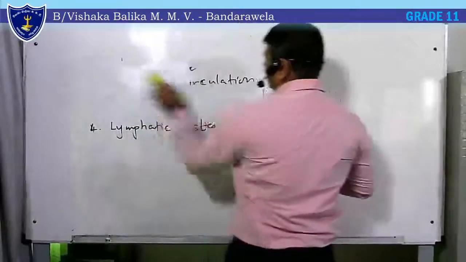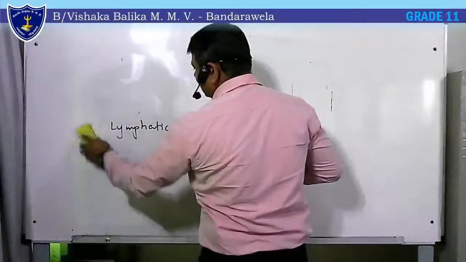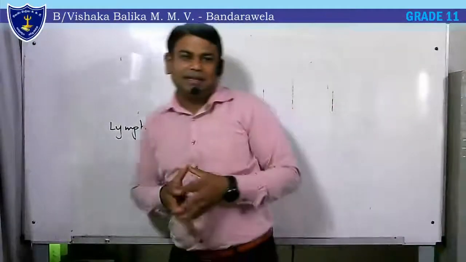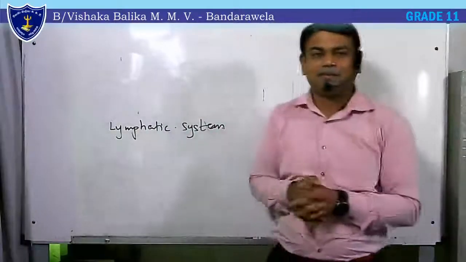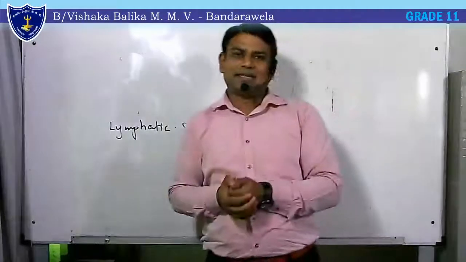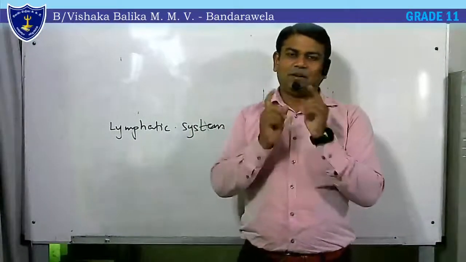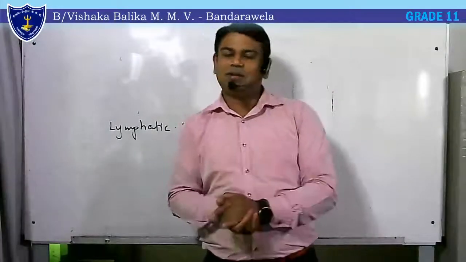When you consider the lymphatic system, it is not a main system. It is an associated system to the blood circulatory system. Mainly in the lymphatic system, the lymphocytes exist. You can remember the word lymphocytes from when we talked about the blood cells, white blood cells. We learned about the lymphocytes.